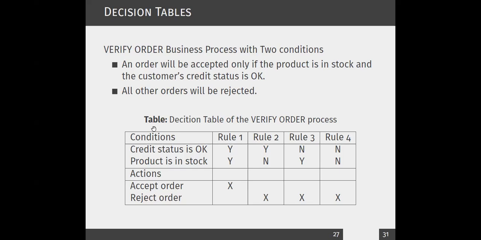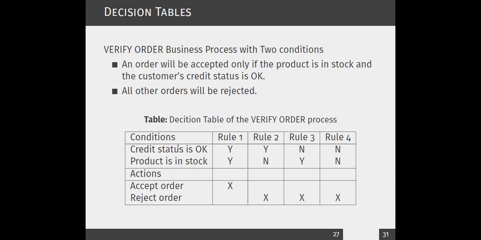right? So now we have to first put up our conditions. By reading this, you can notice that we are checking two conditions. The first condition is credit status should be okay. The second condition is product should be in the stock. So credit status is okay. At the same time, product should be in the stock. Right. Now, those are the conditions. Based on that, we are going to make two actions. First one, we are going to accept the order, or we are going to reject the order.